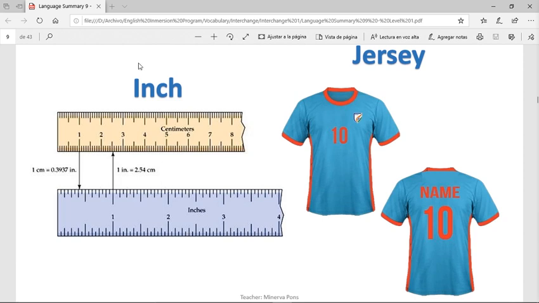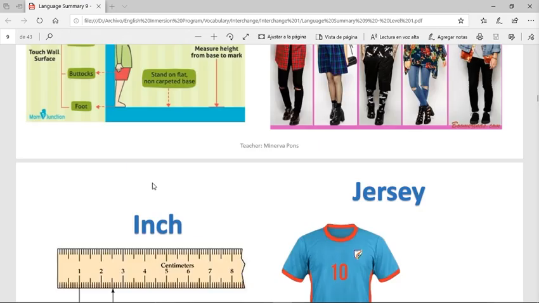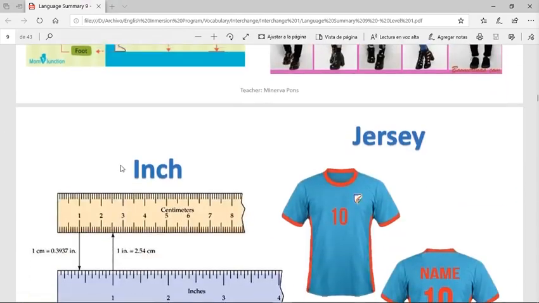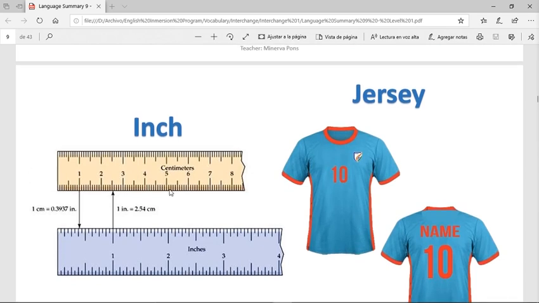Here in the Dominican Republic, we use both of them in different situations, because usually when we are talking about height, we use inches. Oh, I'm 5'11". Oh, I'm 5'10". Oh, I'm 6 inches, and that's it. But for other things, we measure with centimeters, so it's kind of weird. Usually, in the rest of the world, they use centimeters, but in the United States, they use inches.